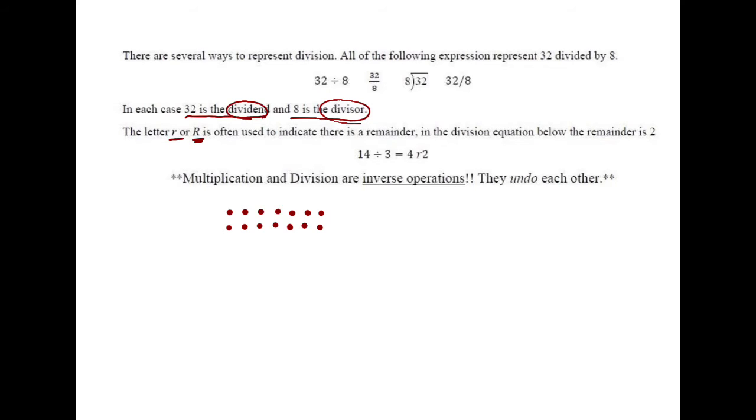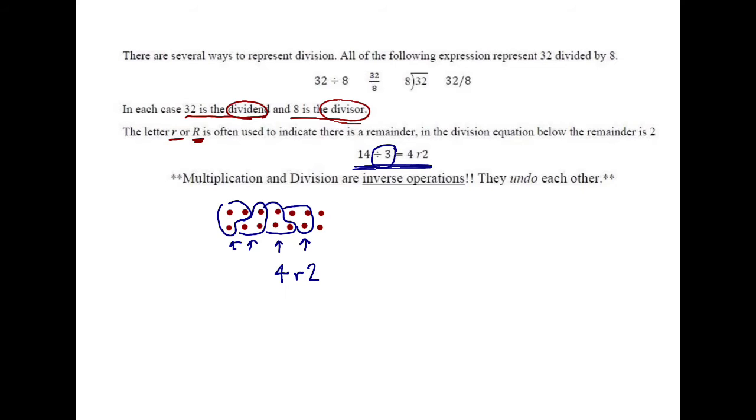Okay, so there I have 14 dots. I'm going to do this problem right here, and I want to divide it by 3, which means I want to see how many groups of 3 I have. So I have 1, 2, 3, 4, and 2 left. Your answer is 4, remainder 2. The 2 are the extras, the leftovers. That's what a remainder means.